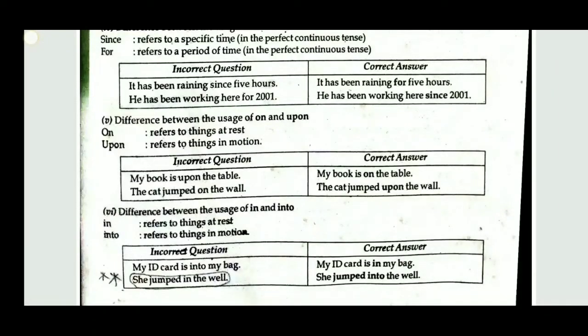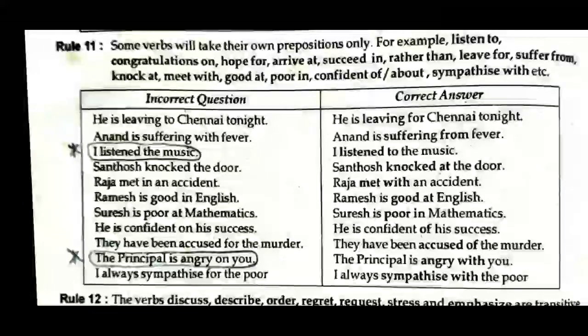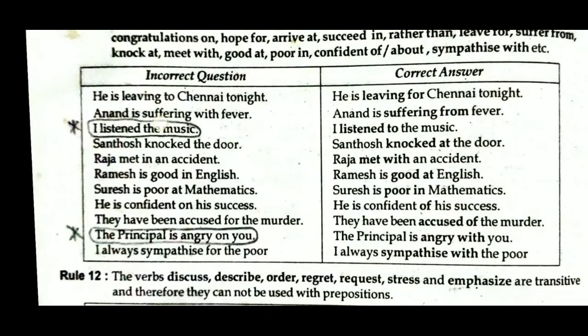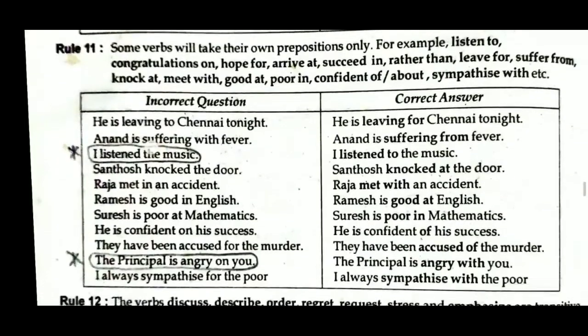Okay. Do you understand? So rule number 11 is very, very important. Some verbs will take their own prepositions only. For example, listen to. So that to always takes the verb listen. Listen to, congratulations on, hope for, arrive at, succeed in, rather than, leave for, suffering from, or suffer from, knock at, meet with, good at, poor in, confident of or about, sympathize with, etc.